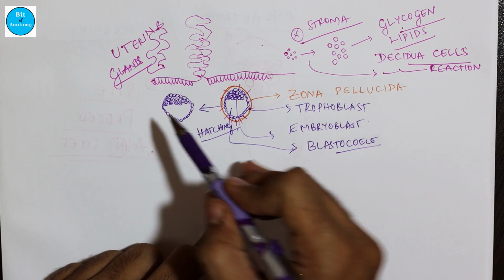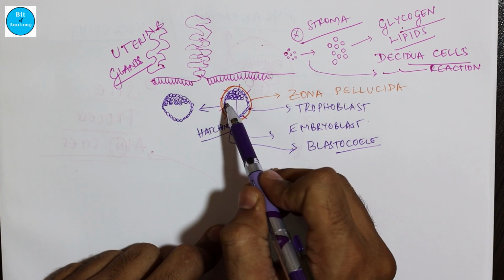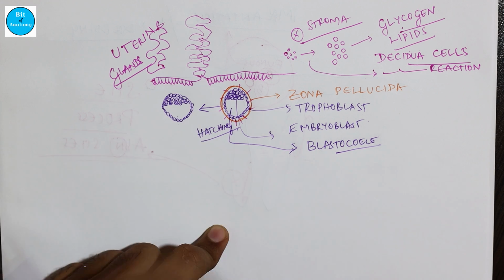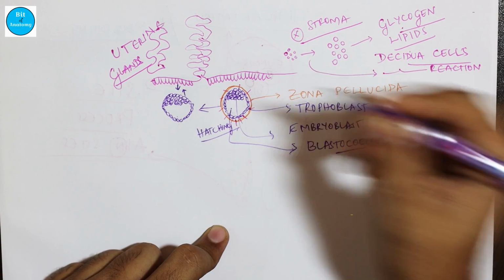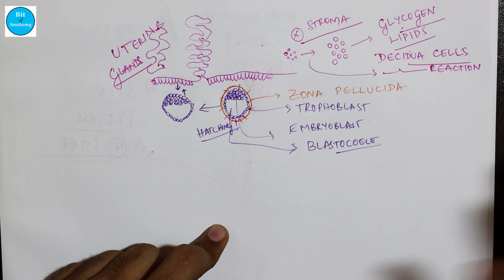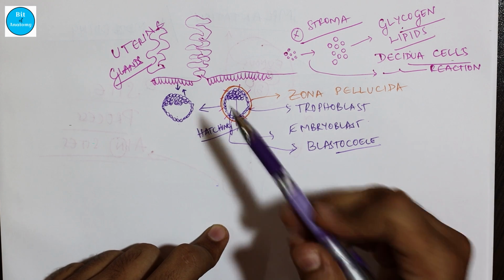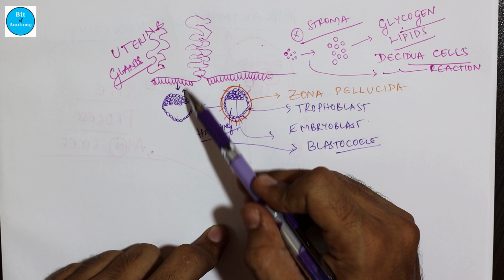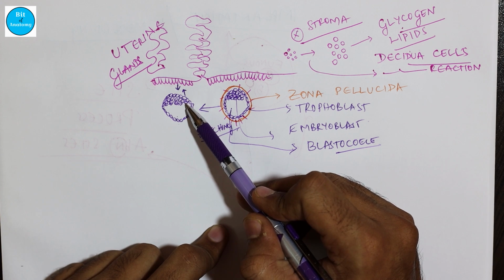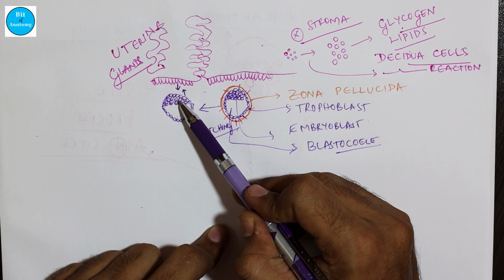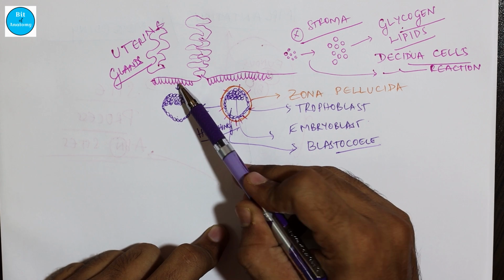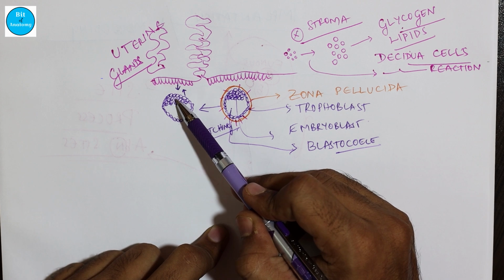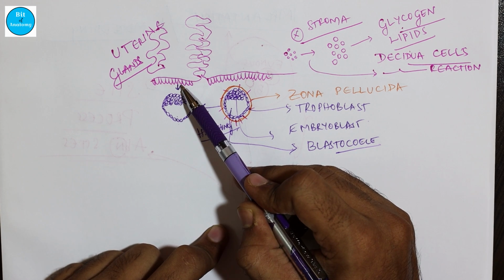So once the trophoblast comes out of the zona pellucida, it comes in contact with the uterine endometrium. There will be substances released both by the uterine endometrium and the trophoblast layer, which are species specific, and there will be interaction between the various proteins and the receptors, and the entire trophoblast will get attached to the uterine endometrium. So there will be adhesion of the polar trophoblast with the uterine endometrium.